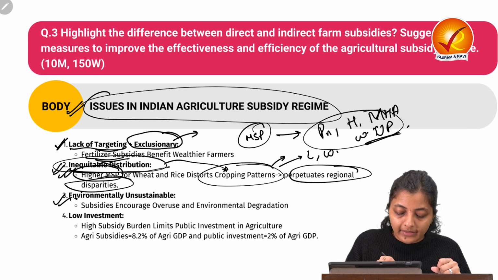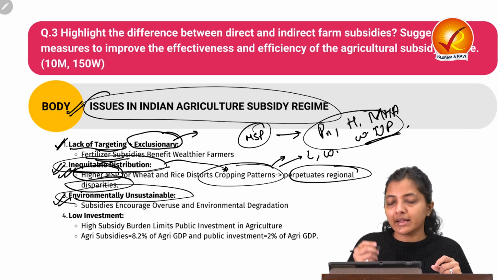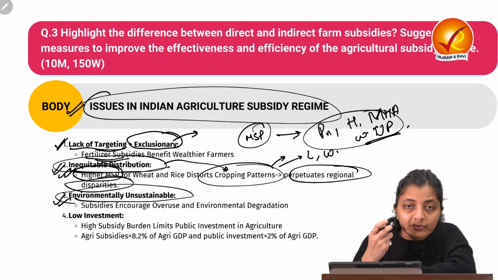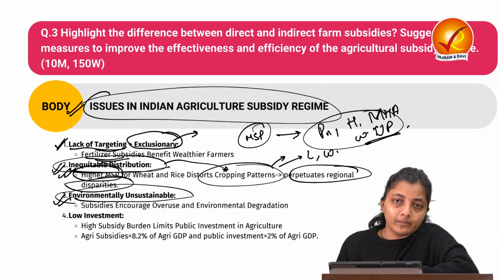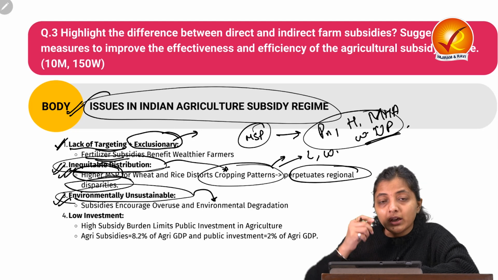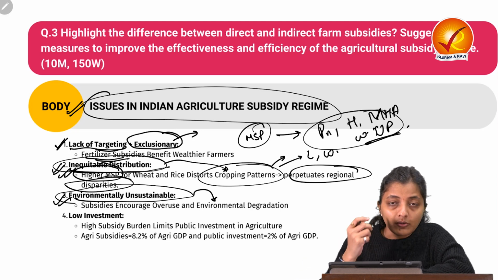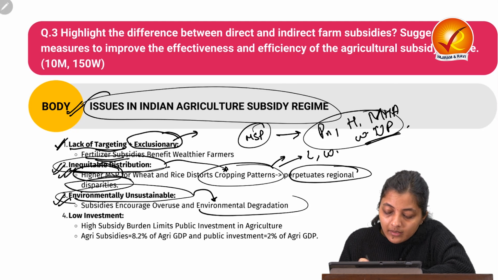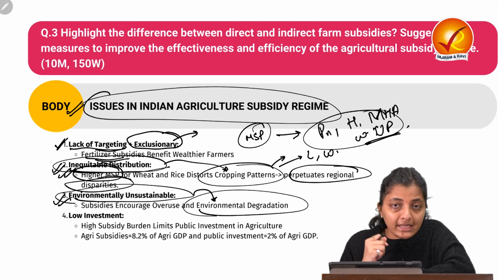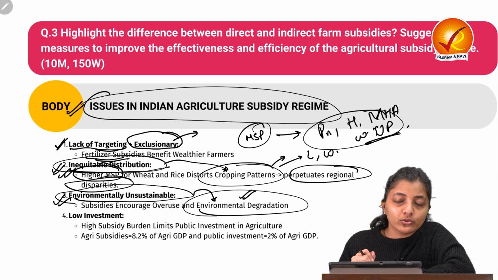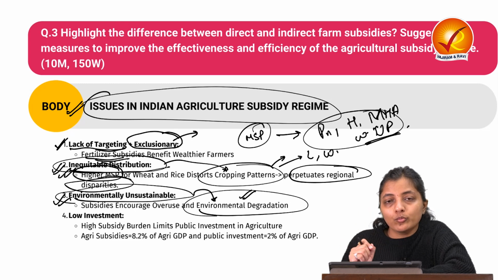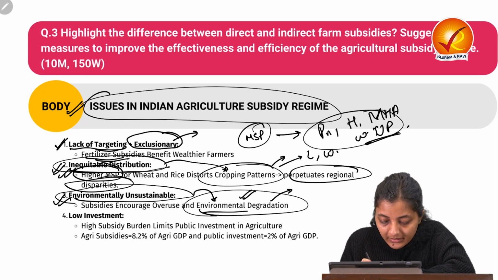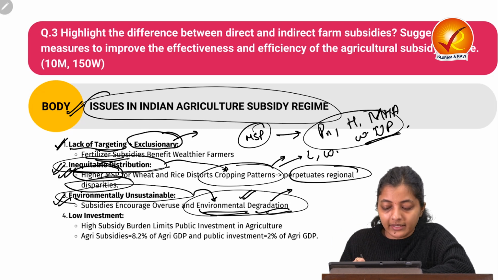Okay. Next is about environmentally unsustainable. Again, if we are giving subsidies like for the electricity, then the farmers are overusing the groundwater. Farmers are using the unregulated supply of fertilizers in their farms, reducing the soil health, distorting the crop patterns, over-exploiting the water resources, depleting the top layer of the soil, and increasing more and more soil erosion, thus hampering the environment or causing environmental degradation.